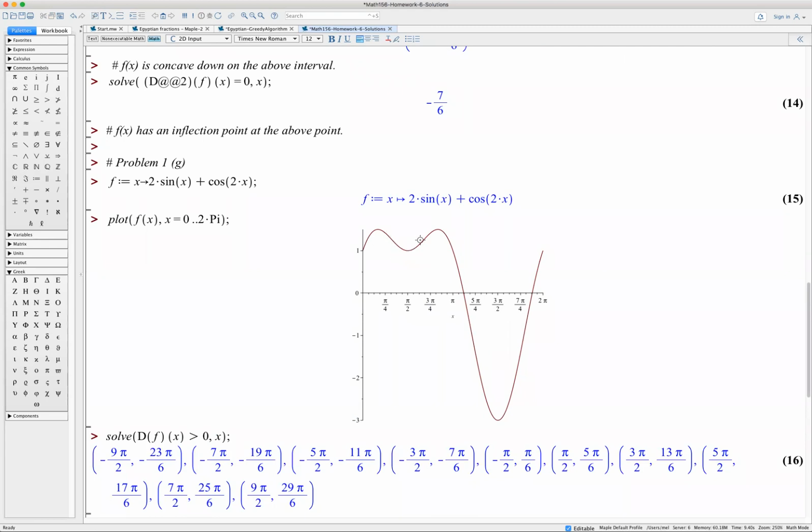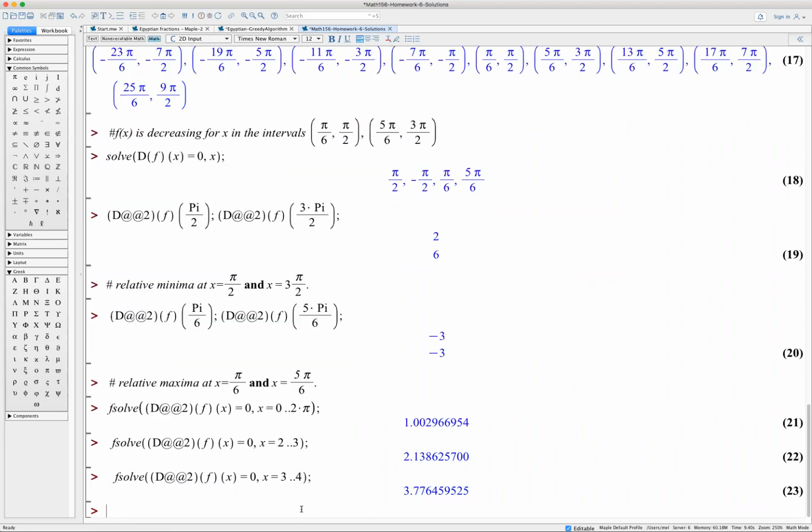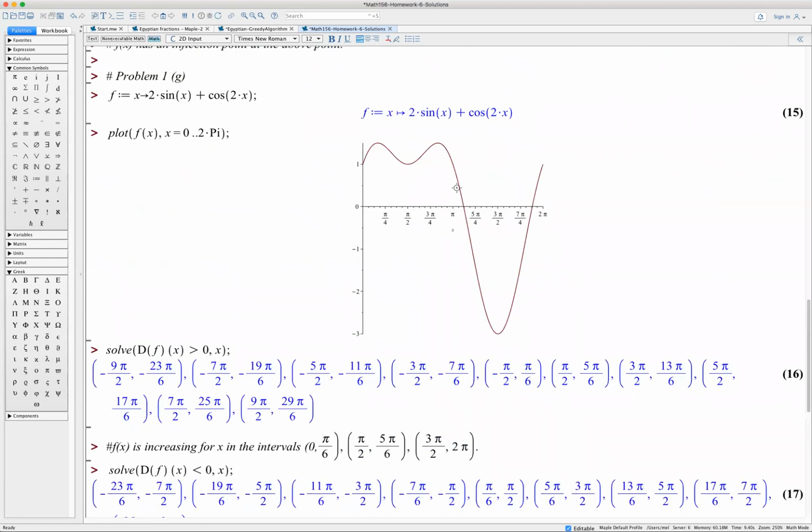So 1, 2, it's going to be someone around there. Maybe we'll try between 3 and 4. 3.7, a little bit more than pi, somewhere around there. Then it's going concave down, inflection point, concave up, inflection point, concave down, inflection point, concave up.